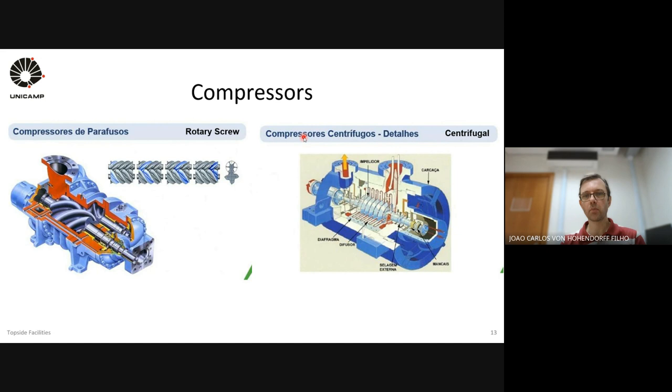It's very similar to ESP pumps, okay? You have some propellers that increase the velocity of the gas, and this is converted to pressure of the gas, okay? That is the idea behind the compressors.